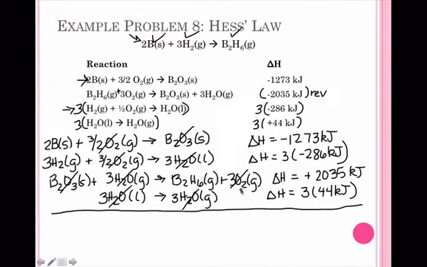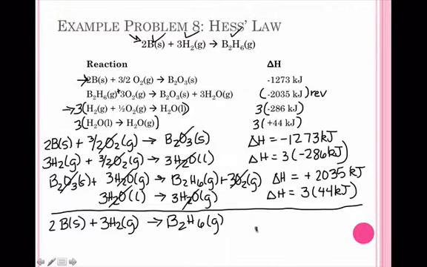Let's see, I'm looking for anything else. It looks like that is it. So I am left with my 2 boron solids plus 3 hydrogens to give us 1 B2H6. And that matches my target reaction, so I did a good job.